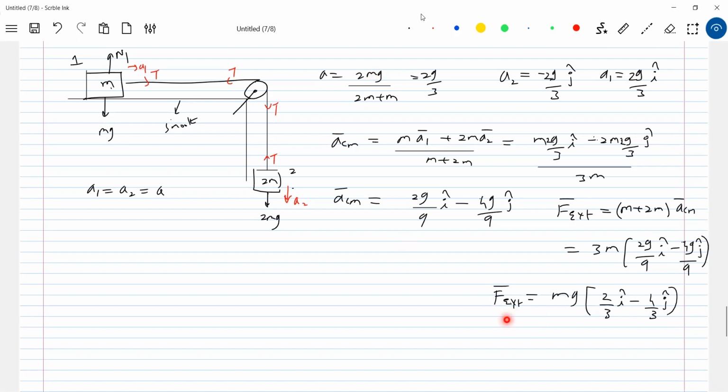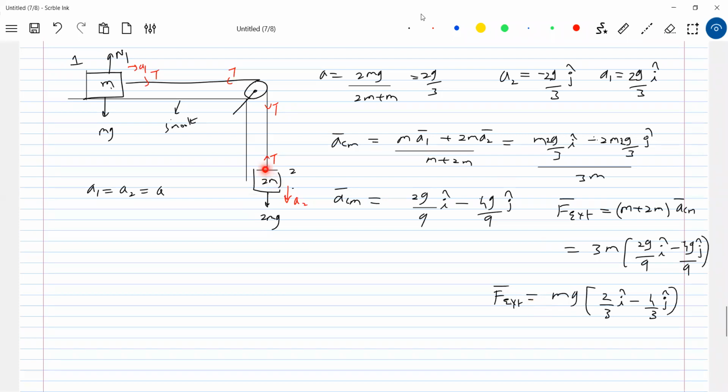What is this center of mass telling? What is the net external force acting on the system? mg, 2 by 3 i cap minus 4 by 3 j cap. But what we took there, you look at this. We just said a 2mg force acting, that's why they're accelerating. Why are the blocks accelerating? The blocks are accelerating because of this external force acting on the system. I think there's a lot of difference, sir. Which one is right, which one is wrong?